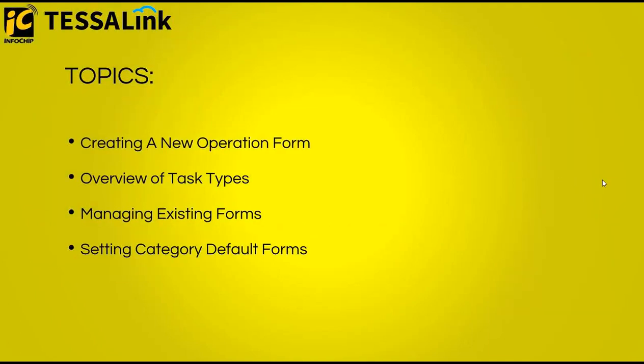Just a quick rundown of the topics we're going to be covering today. We're going to start off with creating a new operation form. We're going to go over the different task types that you can create on an operation, how to manage your existing forms, so deleting tasks, adding drop-downs to certain tasks, and reordering tasks within a form. We'll go over that as well. And then setting category default forms to pare down the number of forms that you have for specific assets in your system.